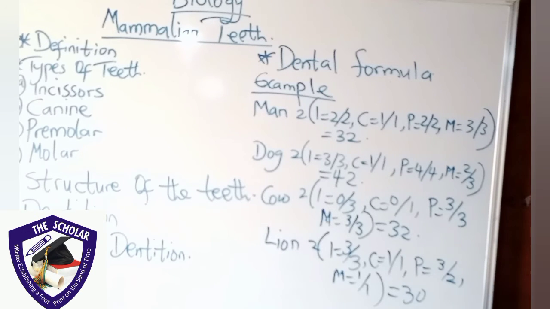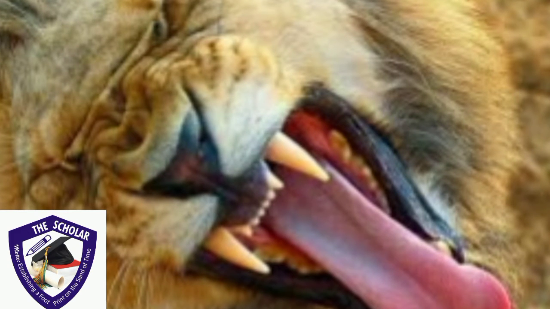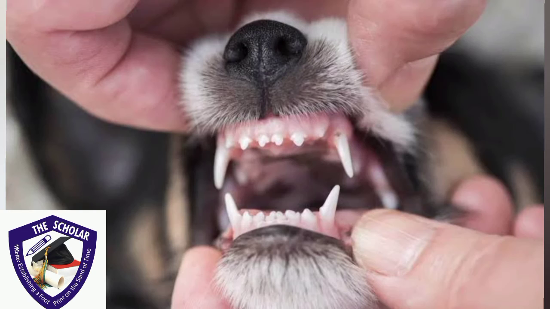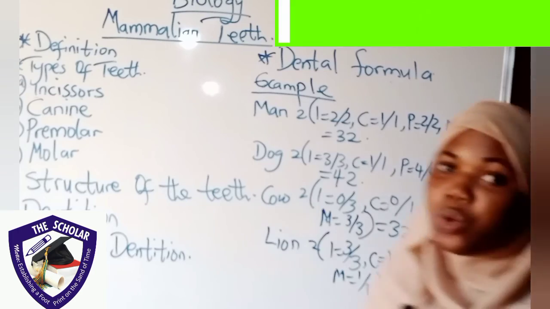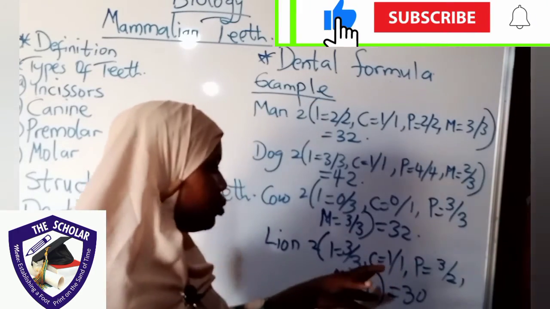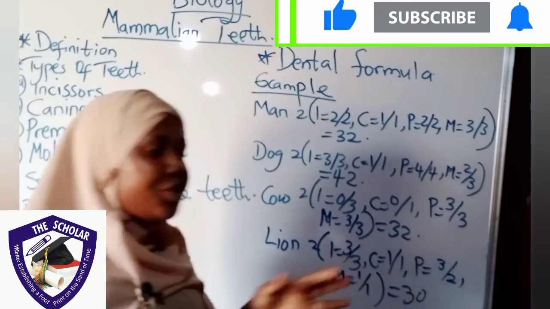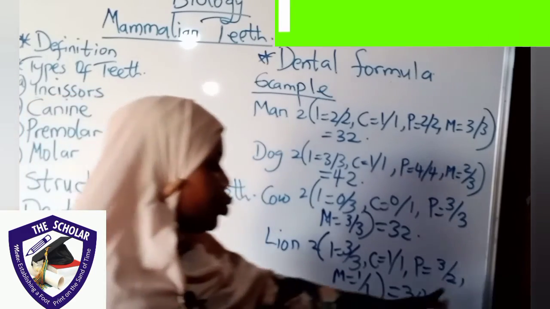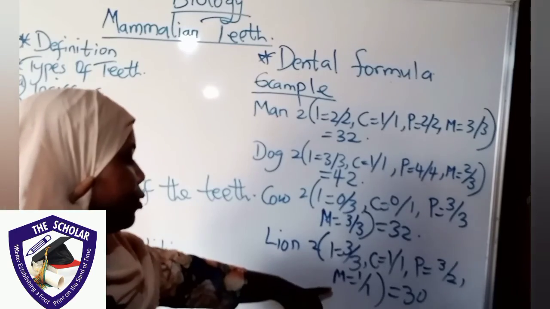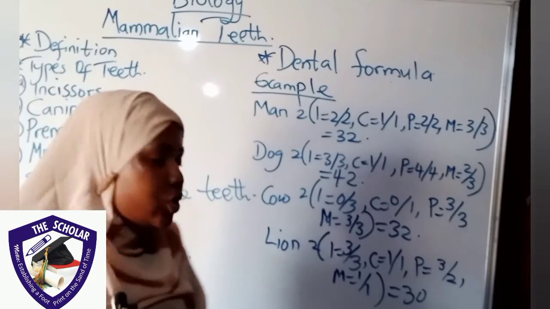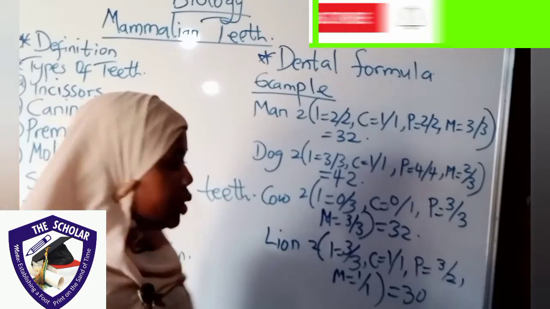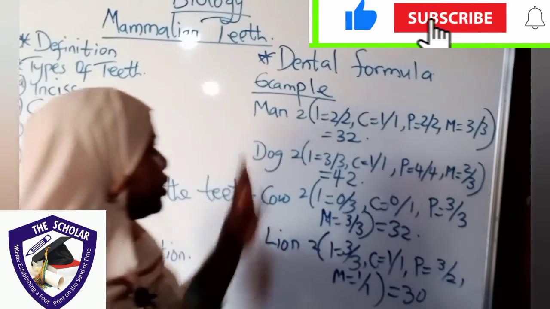Now for lion, those are complex organisms. They do a lot of tearing. They feed on flesh mostly. So they have 3 incisors in their upper jaw, 3 incisors in their lower jaw. For their canine, they have just 1 in their upper jaw and just 1 in their lower jaw. For the premolar, they have 3 in their upper jaw and 2 in their lower jaw. Then for the molar, they have just 1 in their upper jaw and 1 also in their lower jaw. So that's all for dental formula.